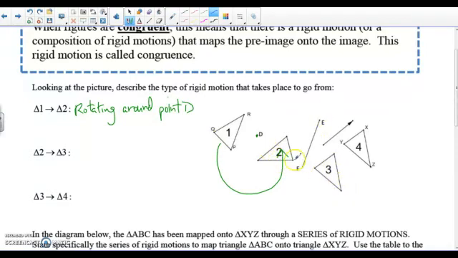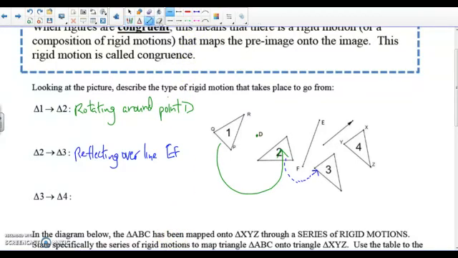From 2 to 3, you can see we have a nice line of reflection here. To go from 2 to 3, this is a flip, right? The orientation has changed. So to go from triangle 2 to triangle 3, we are reflecting over line EF. That's a line reflection.